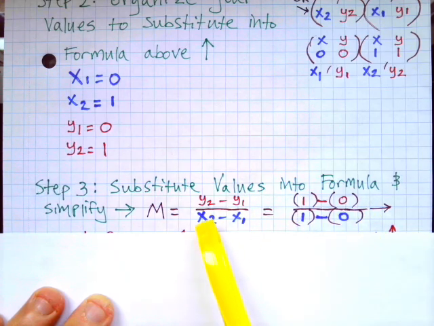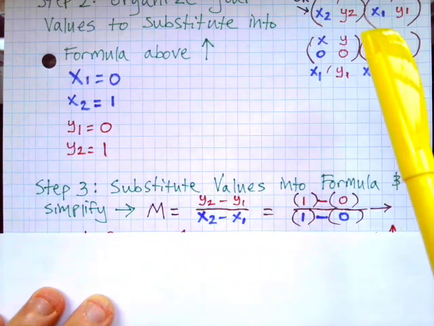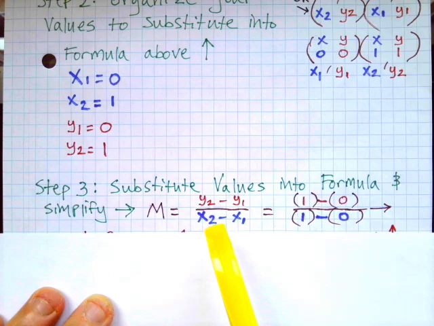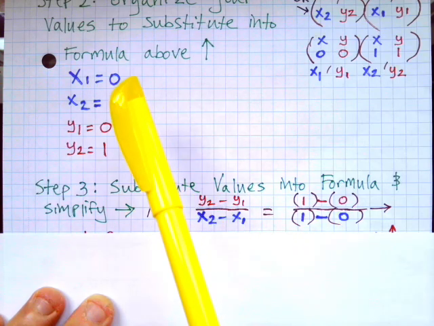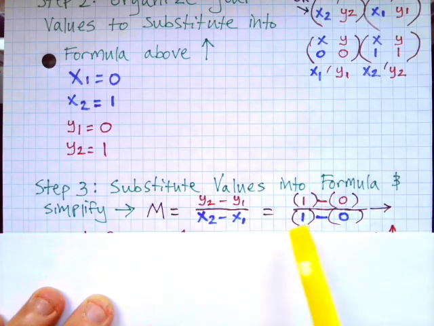What is my x2 value? I'll look up here. My x2 value is 1. I can double check here. My x2 value is 1. So where I see x2, I'm going to substitute a 1 value. Minus, my x1 value. x1 is 0. Double check. My x1 is 0. I'm going to substitute a 0 for x1.